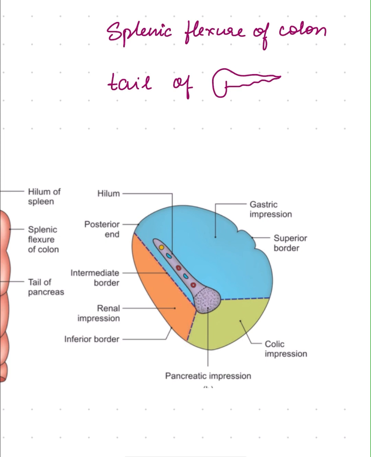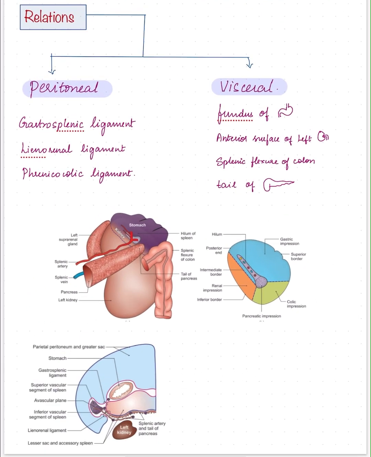So the colic impression is for the splenic flexure of the colon. It is triangular in shape. You can see that it resembles a triangle, and it adjoins the anterior end of the spleen. So this is the anterior end of the spleen, and this is the posterior end. And pancreatic impression, it is between the hilum and the colic impression over here. So this is for the tail of pancreas, right? So this is all about visceral relations.